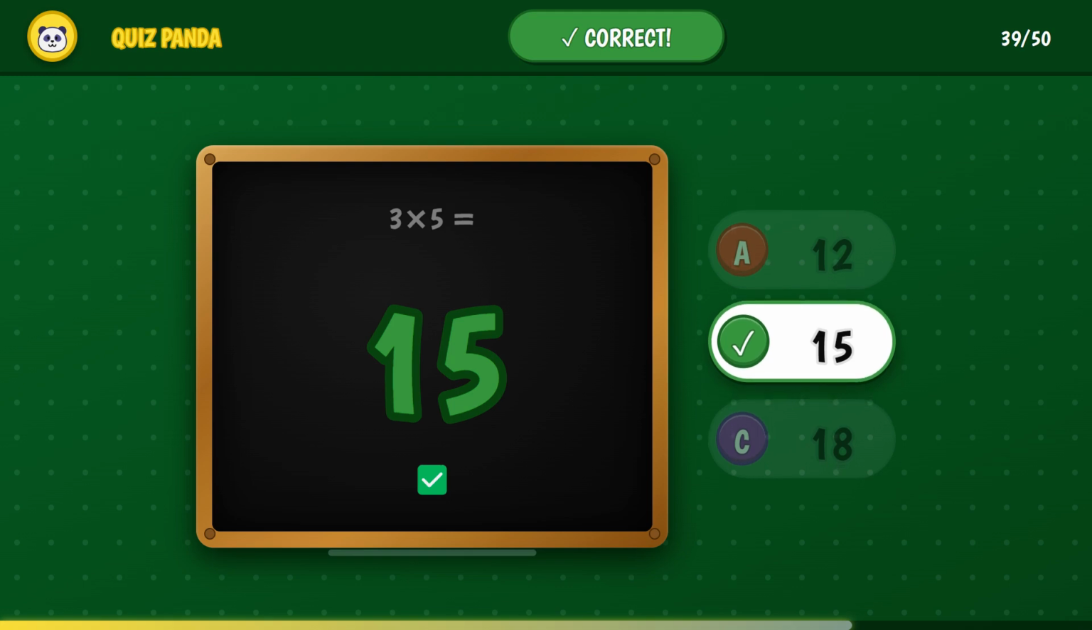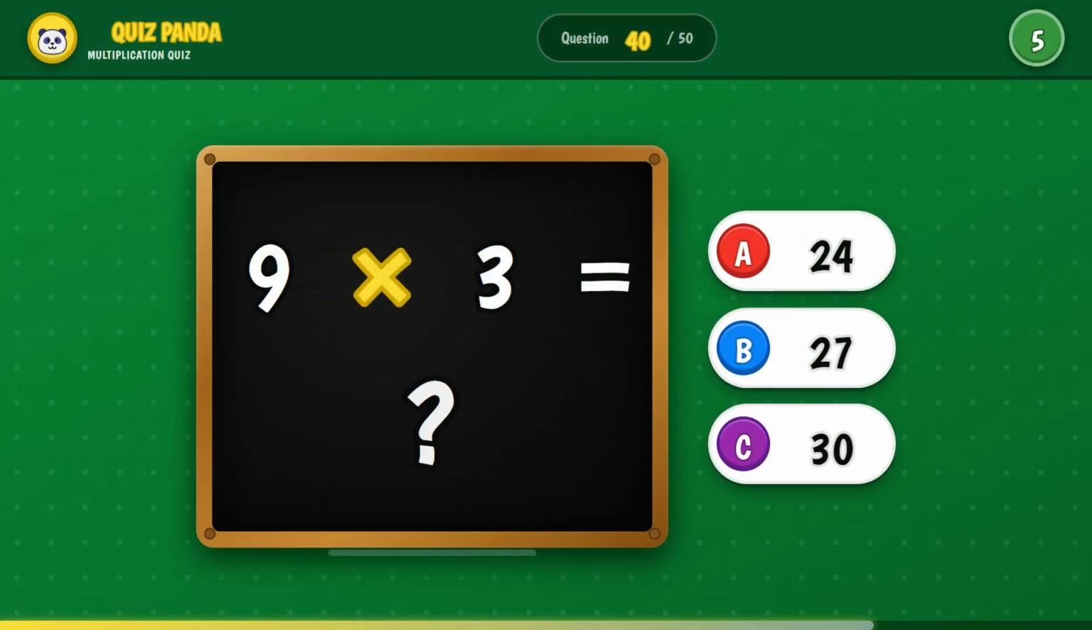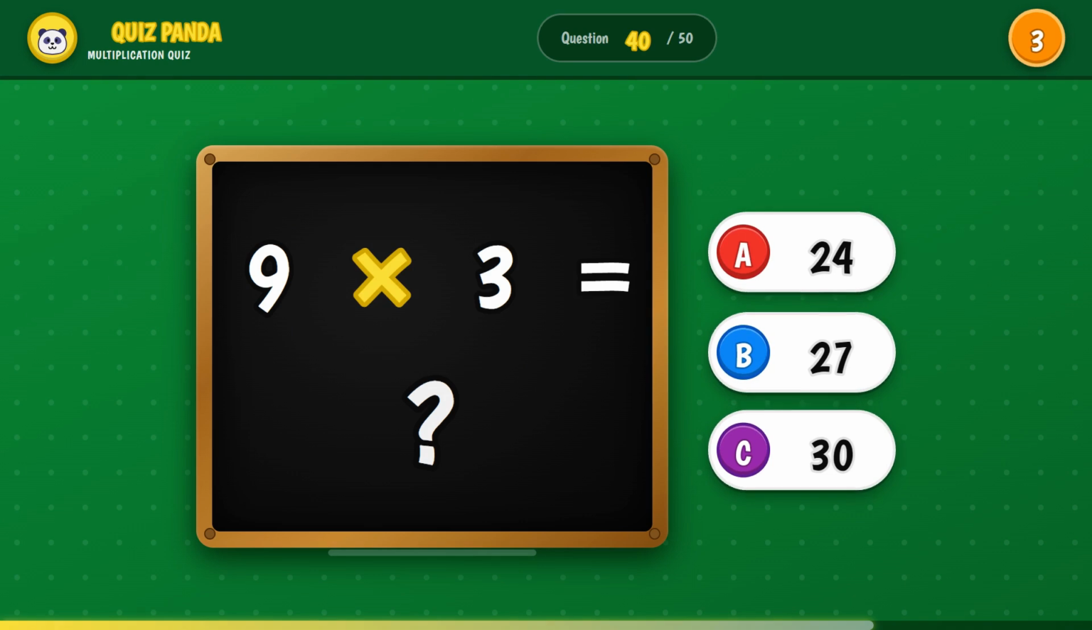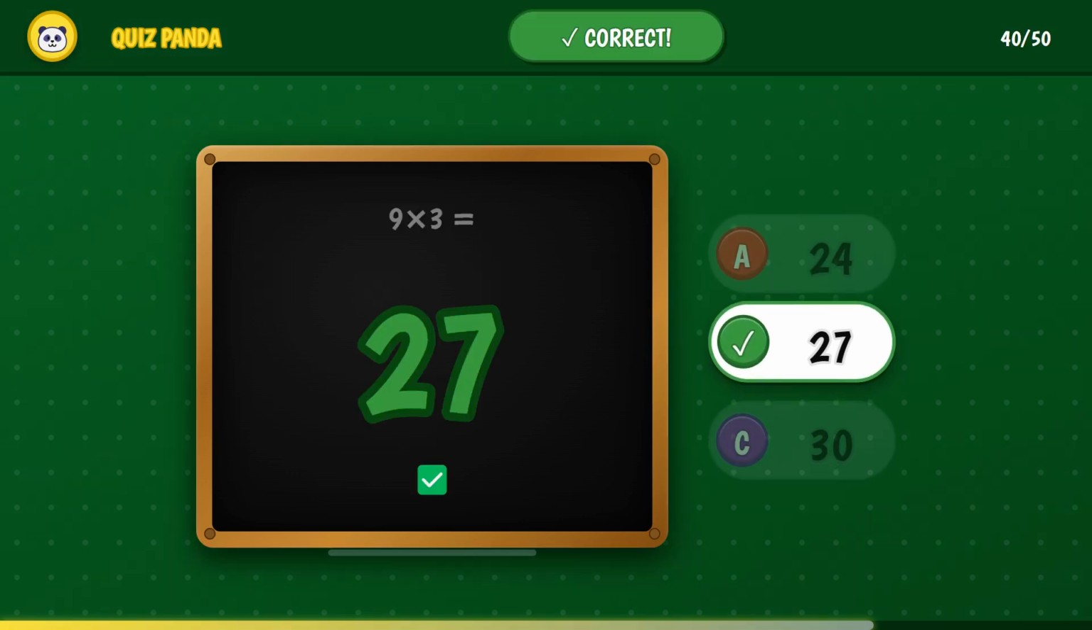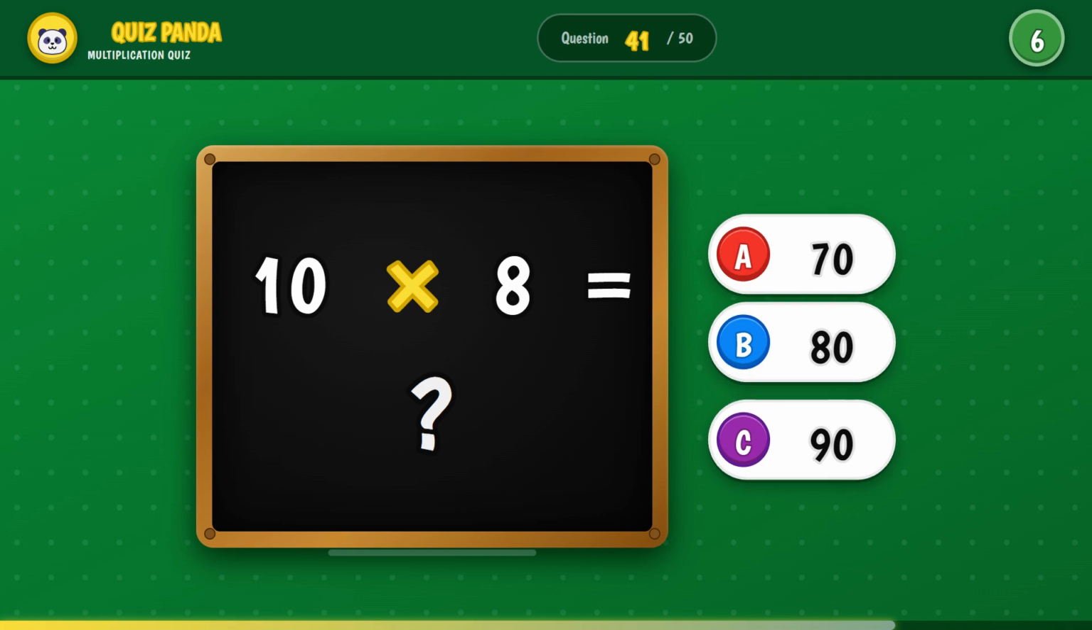The correct answer is B, 15. Question 40. What is 9 times 3? The correct answer is B, 27. Almost done. Question 41.